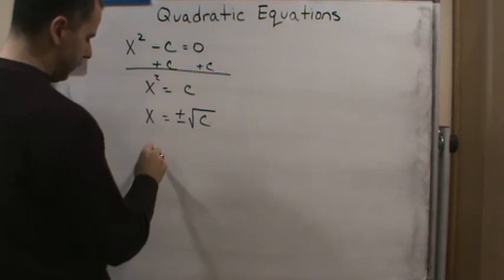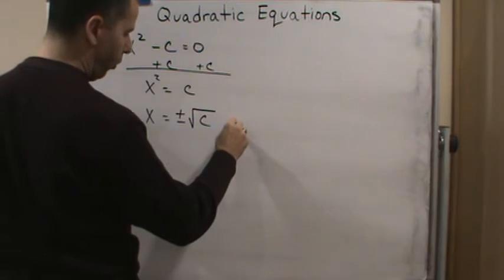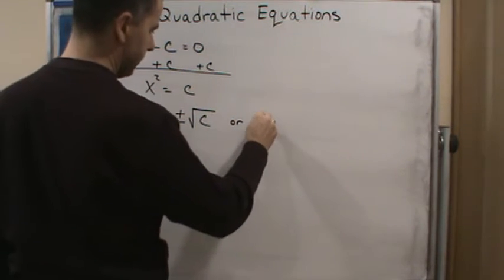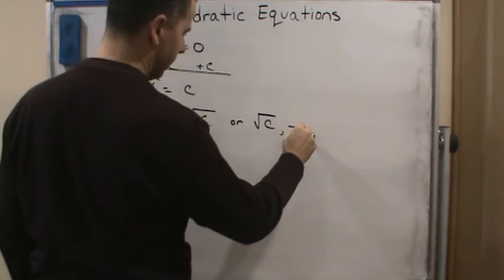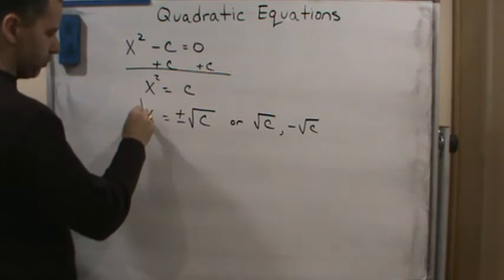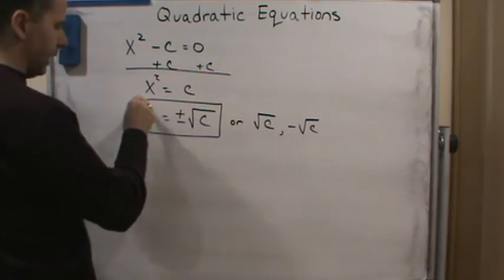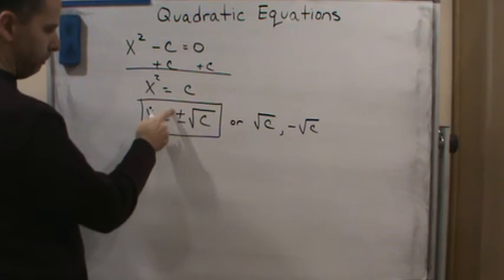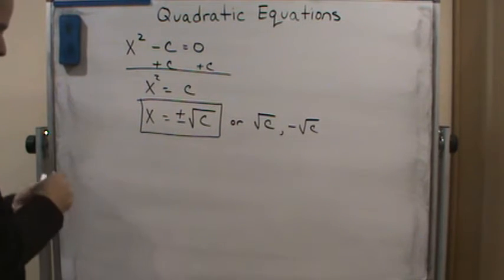You can write it this way, or you can write it as the square root of c, comma, the negative square root of c. But typically we just write plus or minus, and it's implied that there are two answers, the positive and the negative. And that's it.